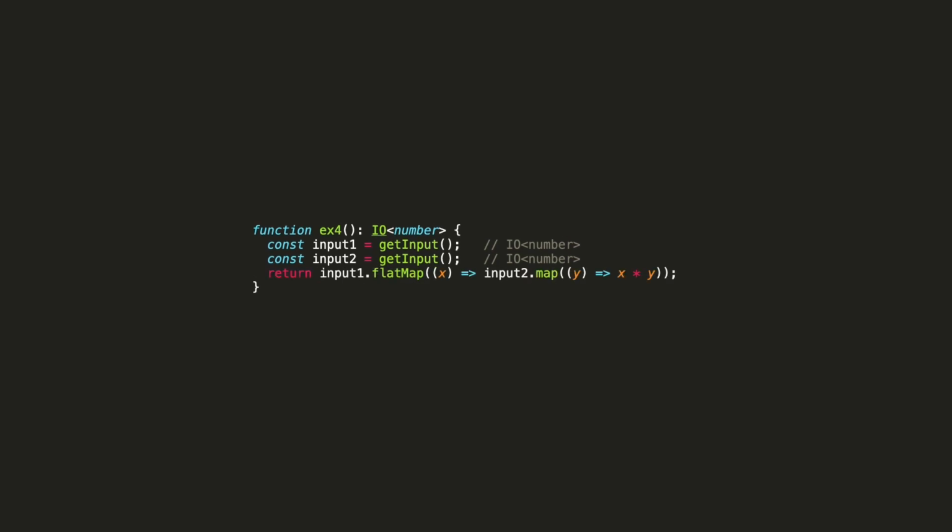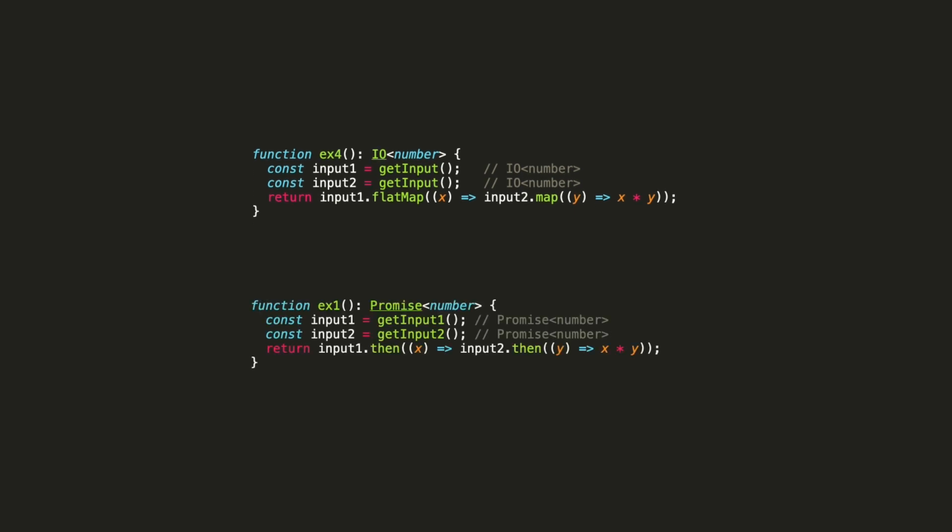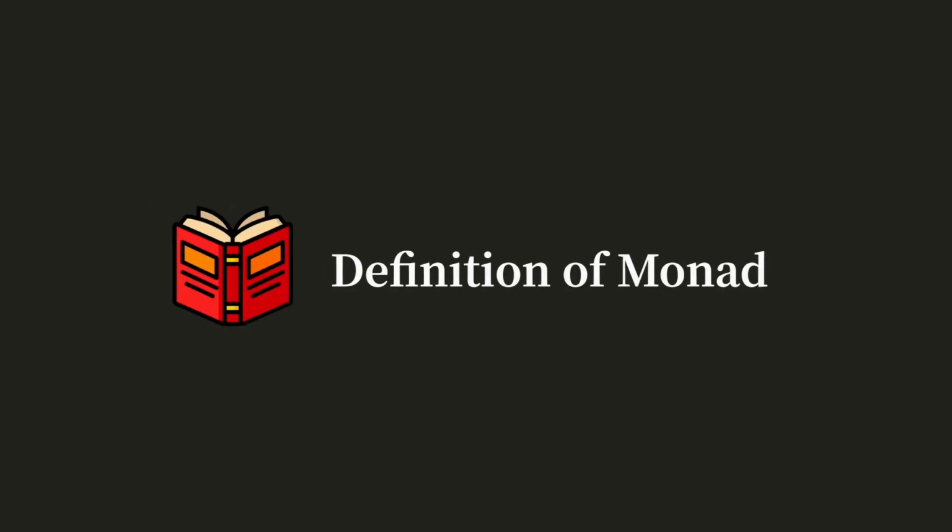In other words, flatMap allows us to chain two operations with side effects, something we couldn't achieve without using flatMap. If you compare it with promises, you'll notice that they're very similar. So, what actually is a monad?